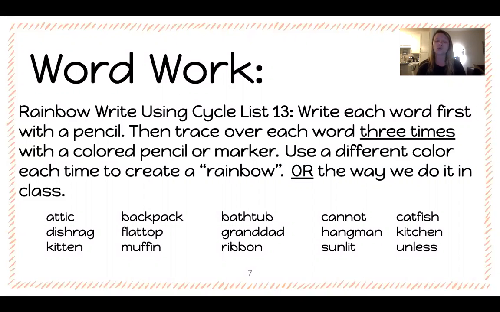It says write each word first with a pencil, then trace over each word 3 times with a colored pencil or marker. Use a different color each time to create a rainbow. You can choose each of these strategies. Remember, cycle 13 was 2-syllable words. You'll clap them out. So attic, at-tick. Or dish rag, dish, rag, and then you can tap out each part of your syllable.